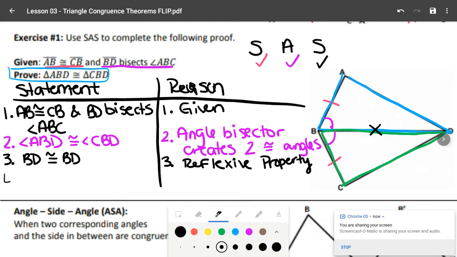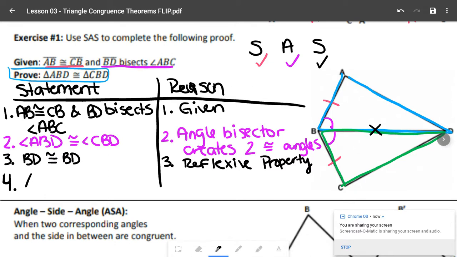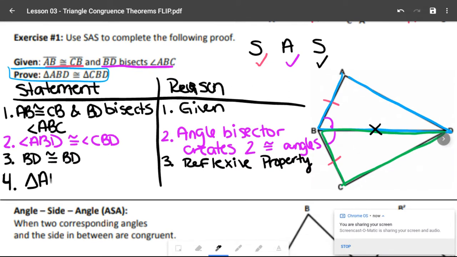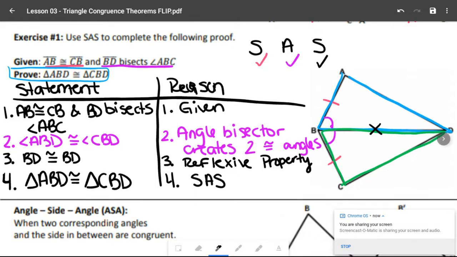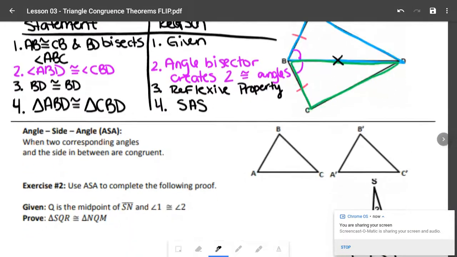So we're going to say that triangle ABD is congruent to triangle CBD. And the reason why we know that is by side, angle, side. So we can just write it as SAS. So that's our first method of proving triangles are congruent.